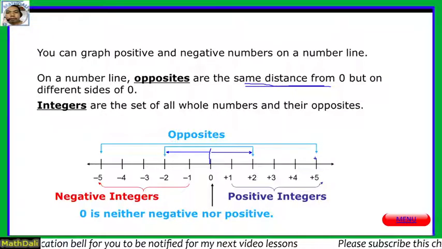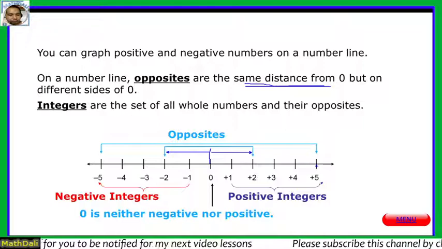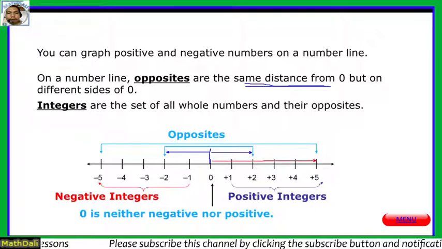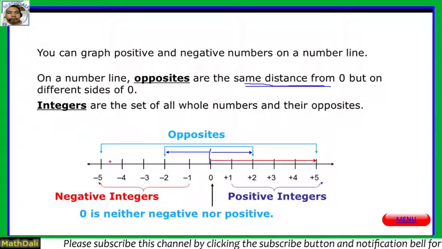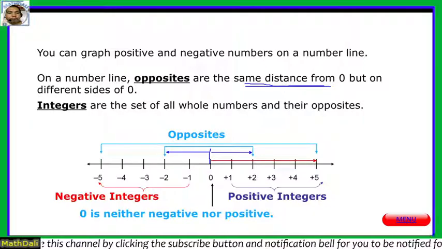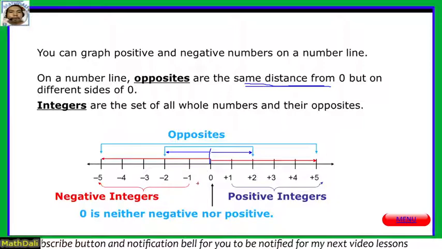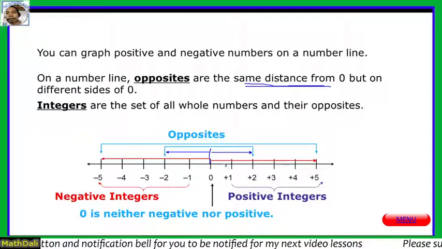Even with positive 5. So, yung positive 5 natin, gamit ako ng red dito. Yung positive 5, the distance of that positive 5 from 0 is the same distance of this opposite number. We have negative 5. Opposite ng positive 5 from 0, that is also 5 units. So, yan yung distance niyan.